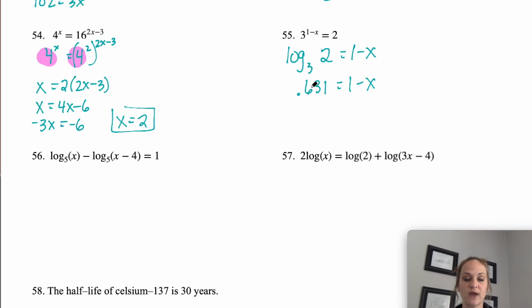So I'm going to subtract 1 from both sides. I'll get a negative 0.369 equals negative x. So just divide by negative 1. And so x is going to give you 0.369.